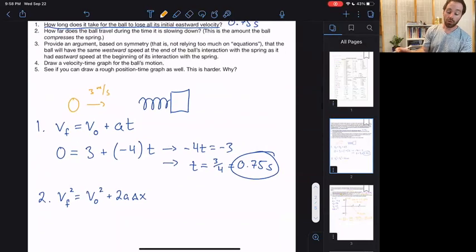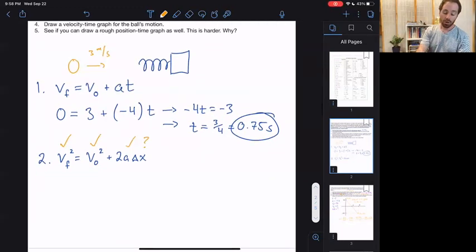Well, how far does the ball travel during the time it is slowing down? At the end of it slowing down, it will have 0. So yes, we do know this. That's 0. The initial velocity is known as well. The acceleration is also known. So the only thing we don't know here is delta x. But in algebra, not knowing one thing is good. So let's swap in the values that we do know.